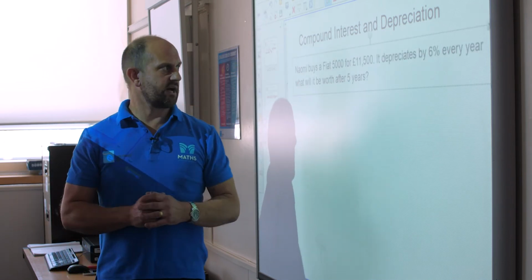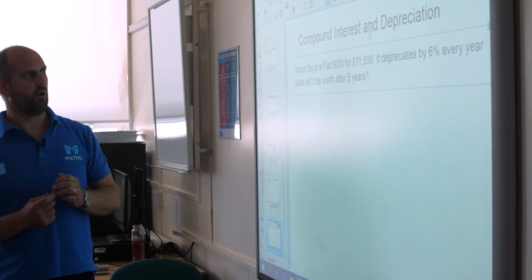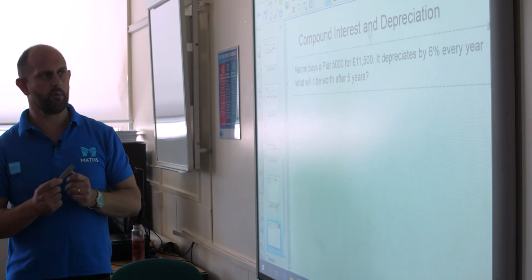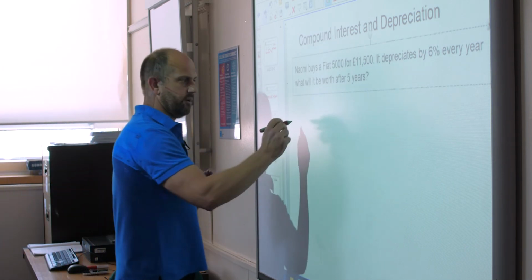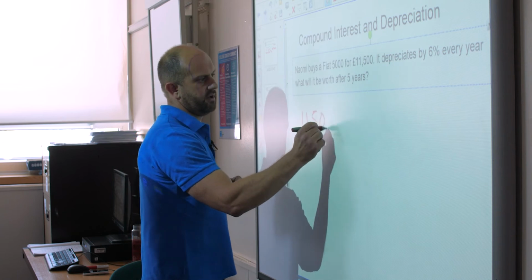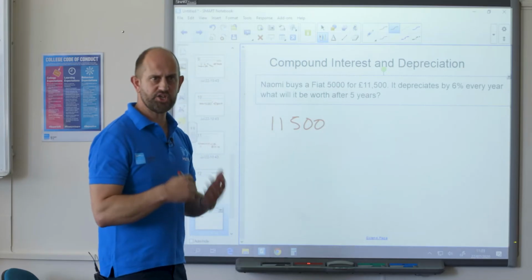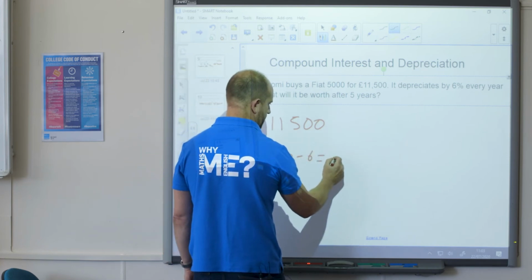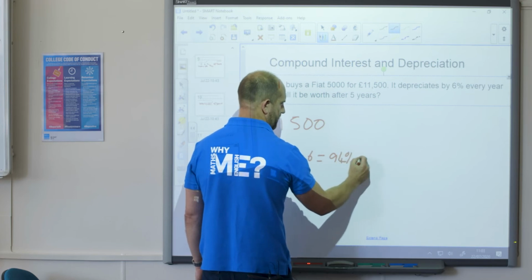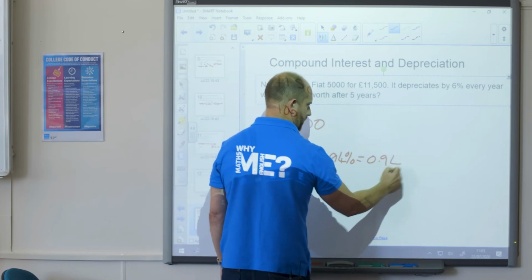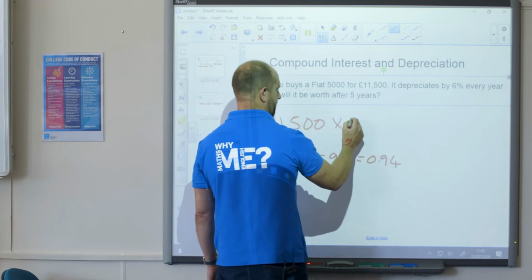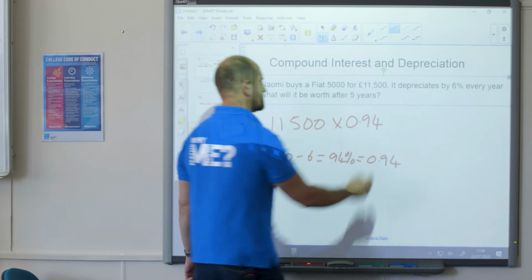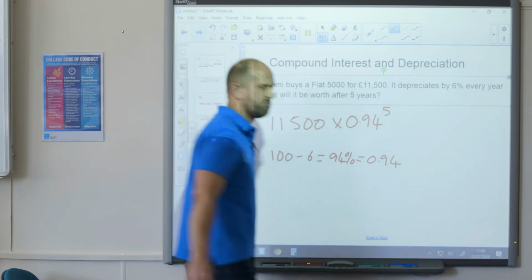So Naomi buys a Fiat 500 for £11,500. It depreciates by 6% every year. What would it be worth after 5 years? So we've got the value of Naomi's car. It depreciates by 6%. So 100 minus 6 equals 94% of the value. So that's 0.94 now then. So we're going to multiply that by 0.94. And she's kept it for 5 years. So what's it going to be worth now? So that's going to be to the power 5.